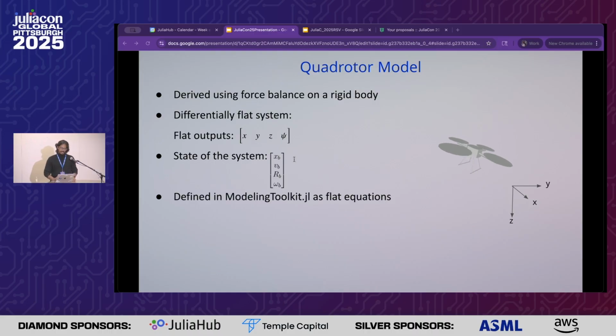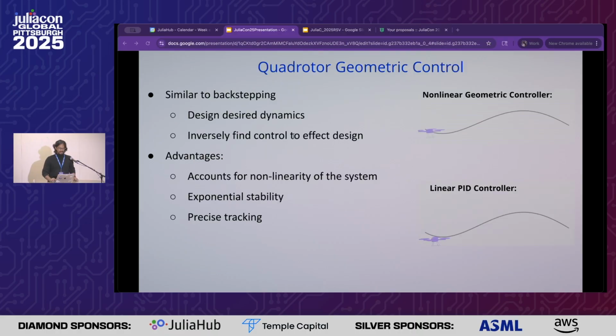The dynamics are defined in MTK, at least initially. The quadrotor is a very well-documented problem in controls and serves as a platform to showcase controls, estimation, and various other applications. To follow the trajectories that are designed, we use a nonlinear geometric controller. The idea behind this is similar to backstepping for those a little bit more familiar with control. It involves designing the desired dynamics for the quadrotor and then stepping back to cancel all the non-linearities to make sure that the dynamics follow what is desired as opposed to just throwing a PID on there.